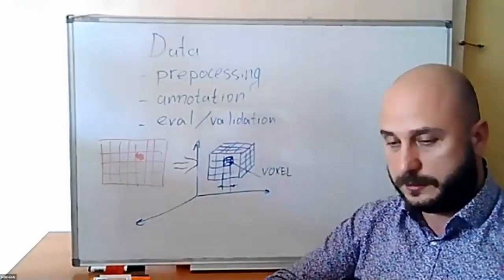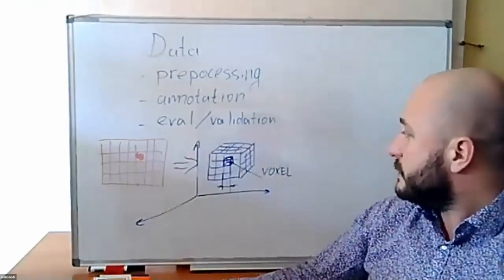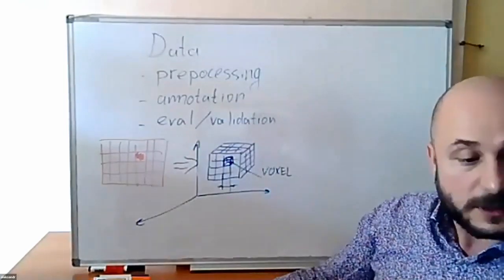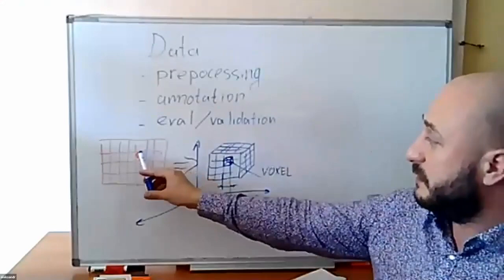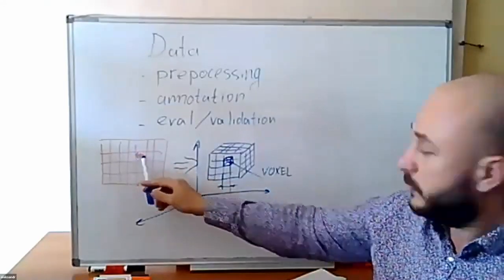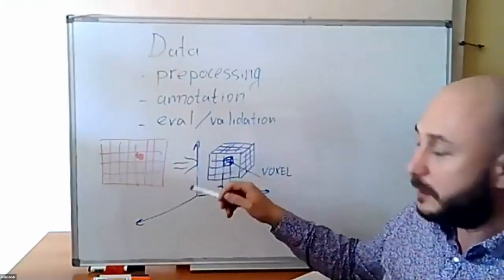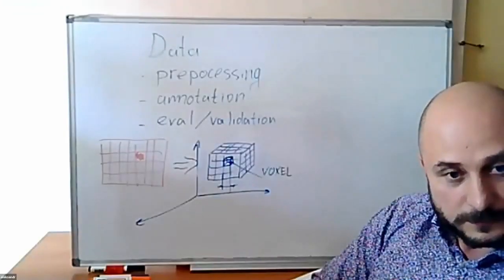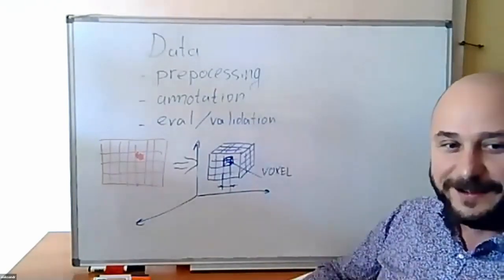So you can consider this to be a 3D type of pixel. As you understand, this is almost the same thing. Here we have a pixel in the 2D world. Here we have a voxel, that is actually a pixel in the 3D world. A volume pixel. Yeah. So it is a voxel.